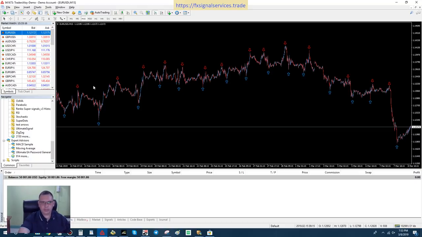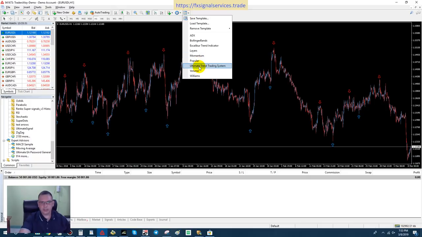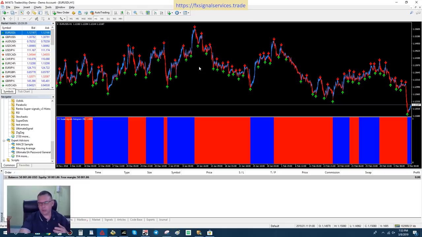So with this indicator now, I want to go for a minute and just compare it to my Ultimate Trend Trading System so you can see the difference between the two. I'm going to go to a 1 hour chart and show you. This is on a 1 hour chart, and here on the Ultimate Trend Trading System, it's on a 1 hour chart as well. Now everything looks a lot more jumbled up, doesn't it?